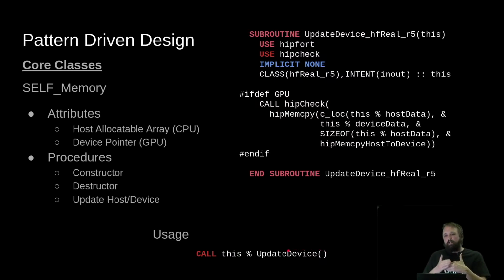And we actually carry this update device and update host through the more complicated structures. So when you have a mesh, which has maybe a few different types of HF reals, has some HF ints, you can just call the update device, and underneath the hood, it stacks all those copies for you.